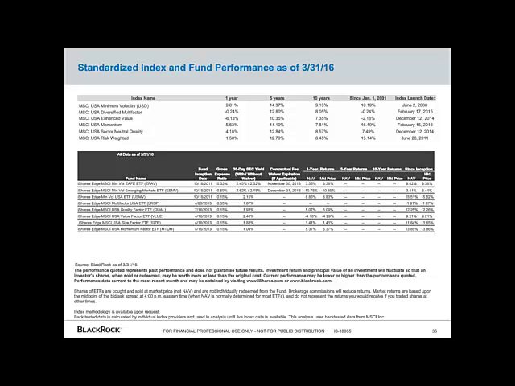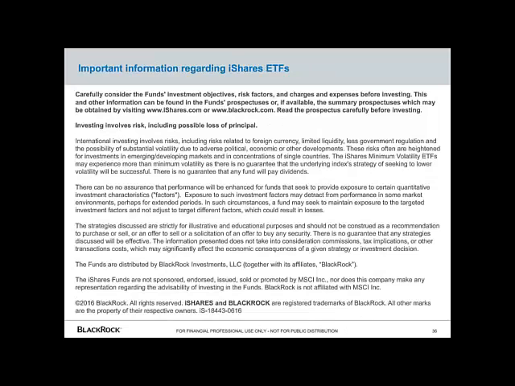I know in the early days of ETFs, there was always a debate about active and passive. Which one are you? Are you an active investor? Are you a passive investor? But how do you think about using smart beta alongside active and passive?